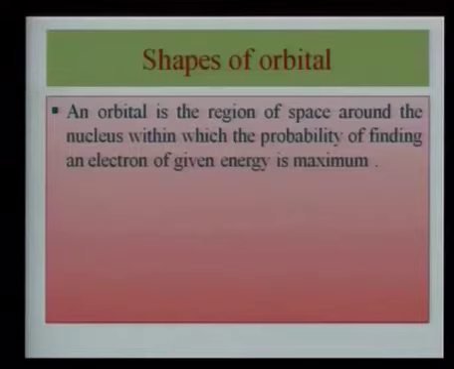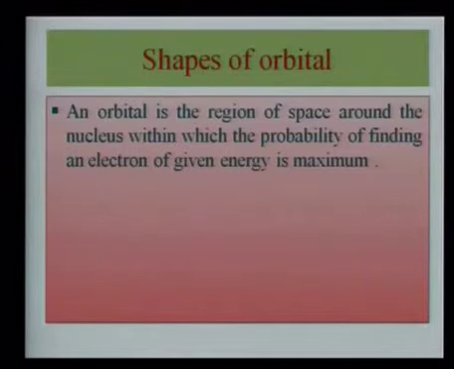Thank you, Dr. Rajiv. Today I am going to start with chemical bonding part 2. Part 2 includes hybridization, valence shell electron pair repulsion theory, and molecular orbital theory. Before starting hybridization, a learner should know about the shapes of different orbitals. So, first I will start with the shapes of different orbitals.